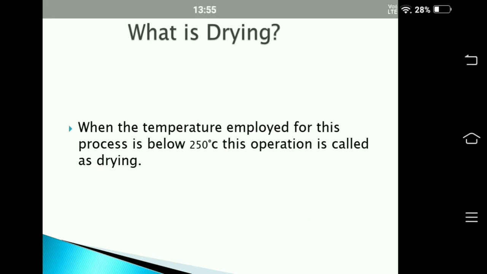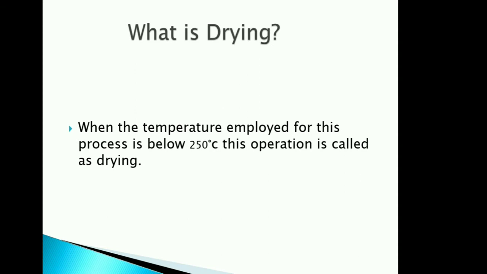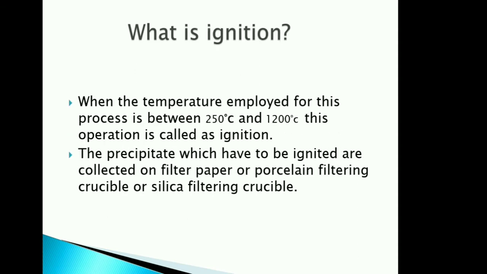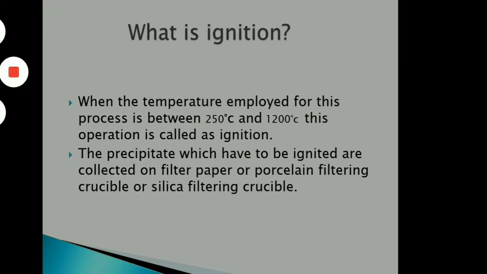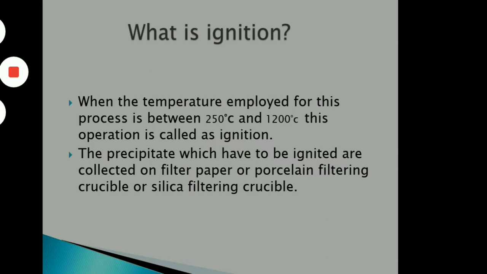Let us see what we mean by ignition. When the temperature employed for the process is between 250 degrees Celsius and 1200 degrees Celsius, this operation is called ignition. The precipitate which has to be ignited is collected on a filter paper or porcelain crucible or silica filtering crucible.